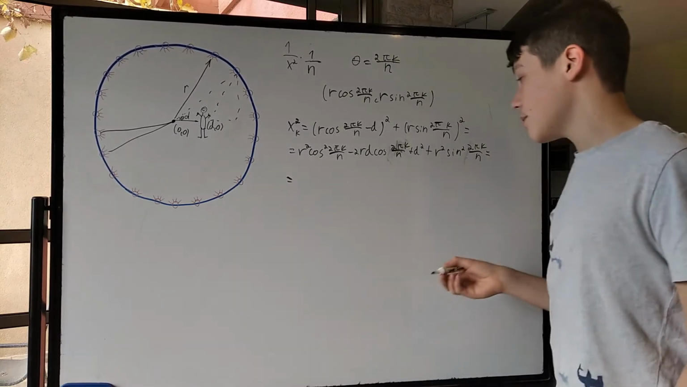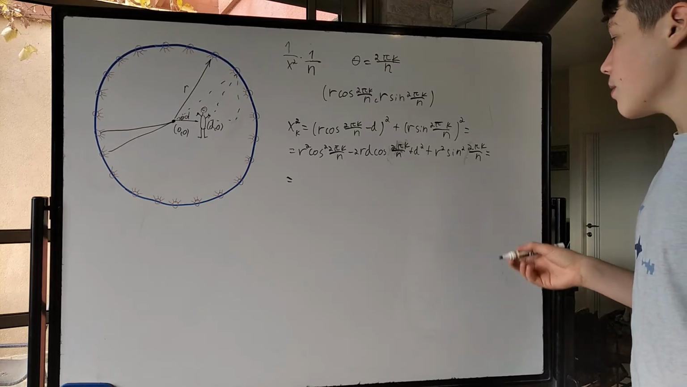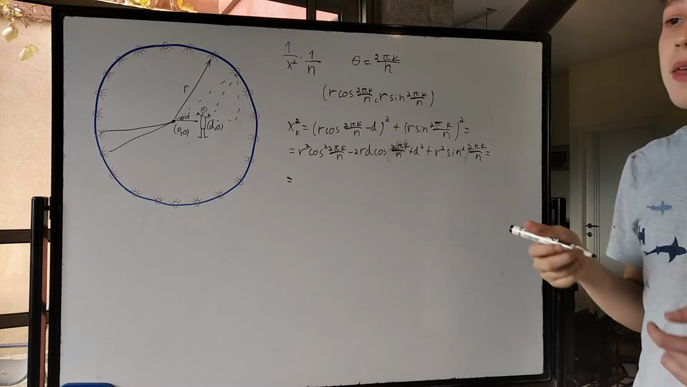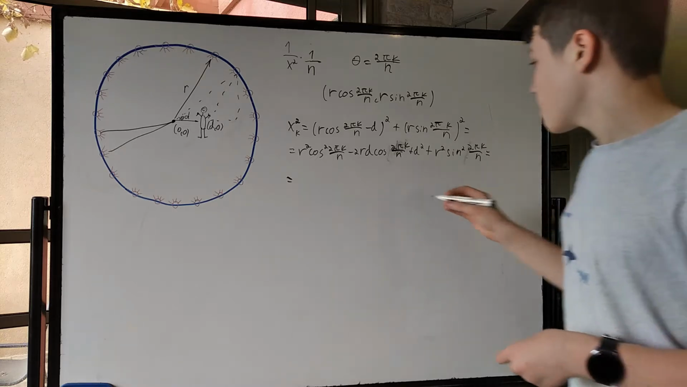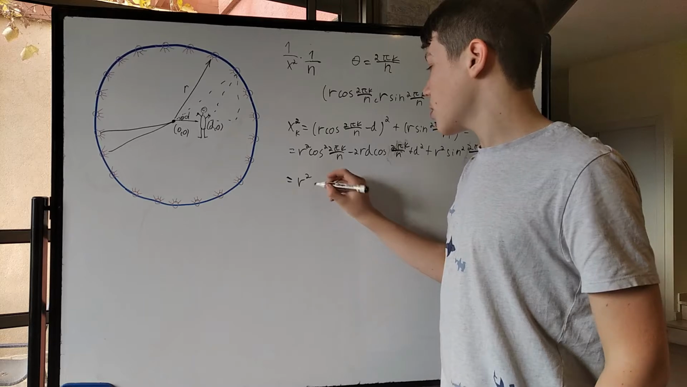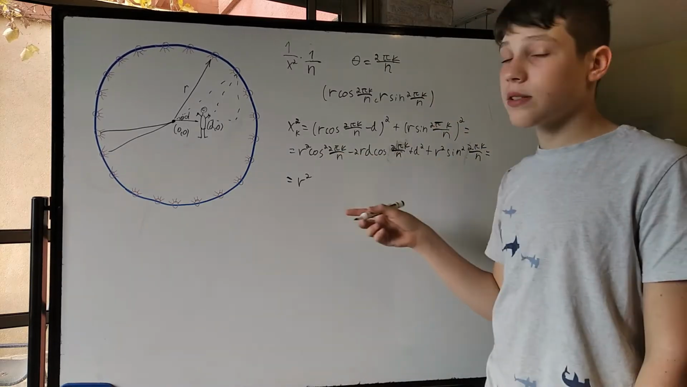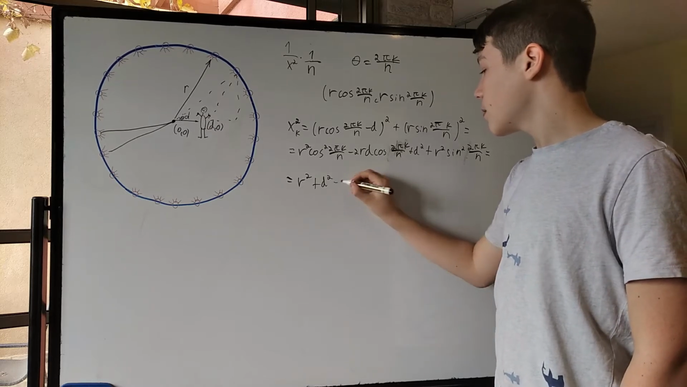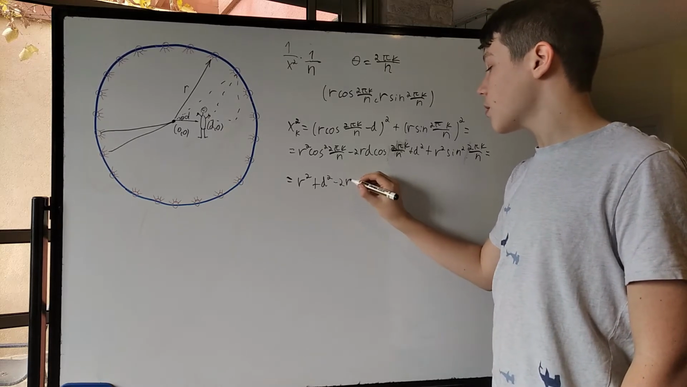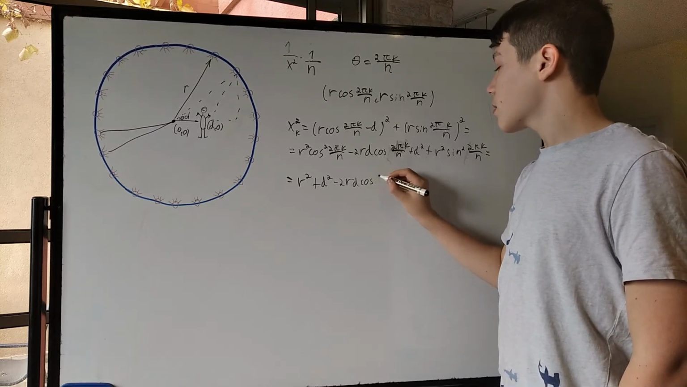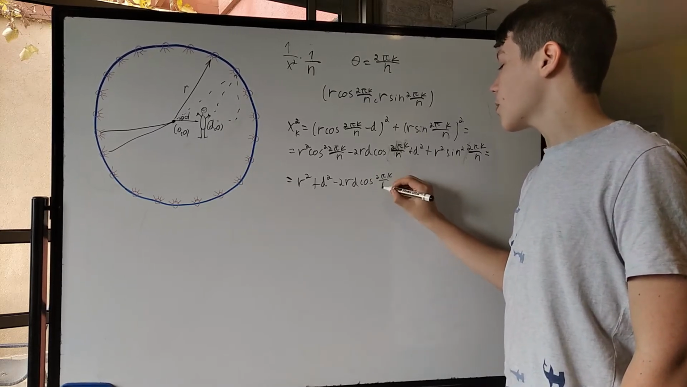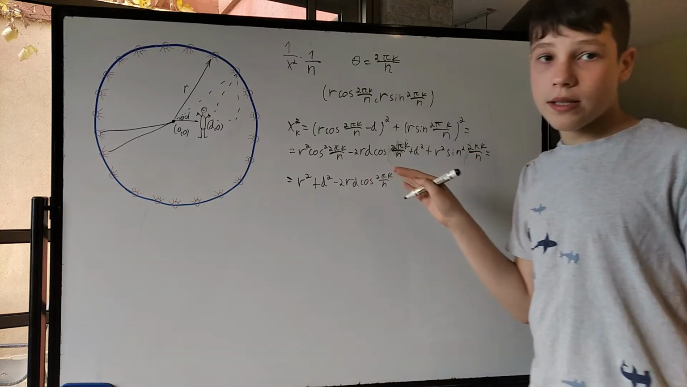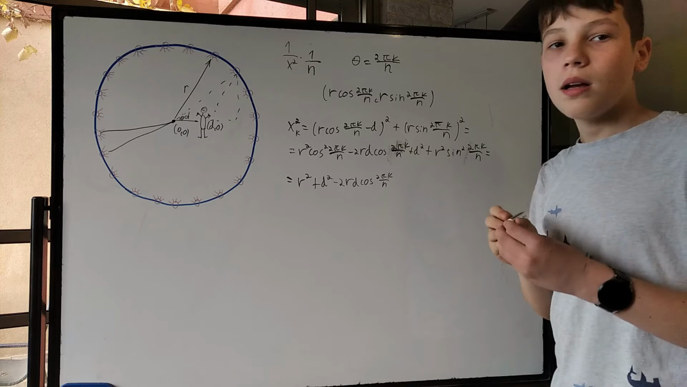Now, we do have things to simplify here. One thing actually, we have sine squared plus cosine squared, and we know that that is equal to 1. Meaning that this plus this is r squared, if we factor r squared out, plus d squared minus 2rd cosine 2 pi k over n. Okay, now this is how much we can simplify this.